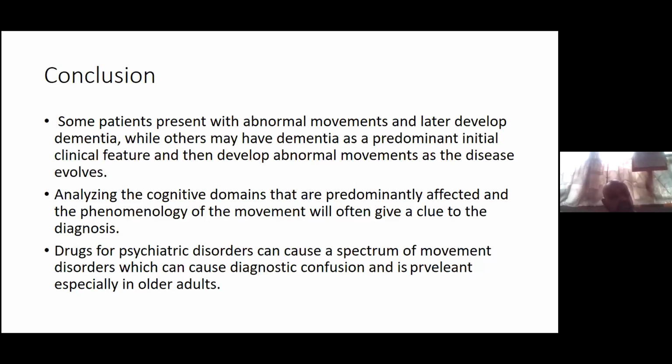And drugs for psychiatric disorders can cause a spectrum of movement disorders, which can cause diagnostic confusion and is prevalent, especially in older adults. What I have not touched upon is late onset chorea, for example, Huntington's disease, which is again one of the movement disorders which can present in the elderly with neuropsychiatric manifestations. And I've also not touched upon autoimmune encephalitis, which is a completely different topic altogether.